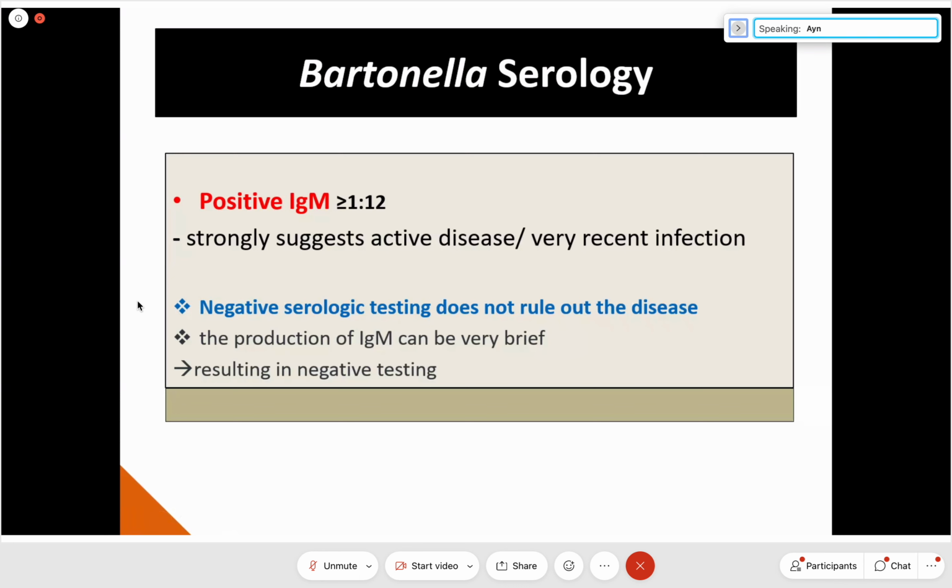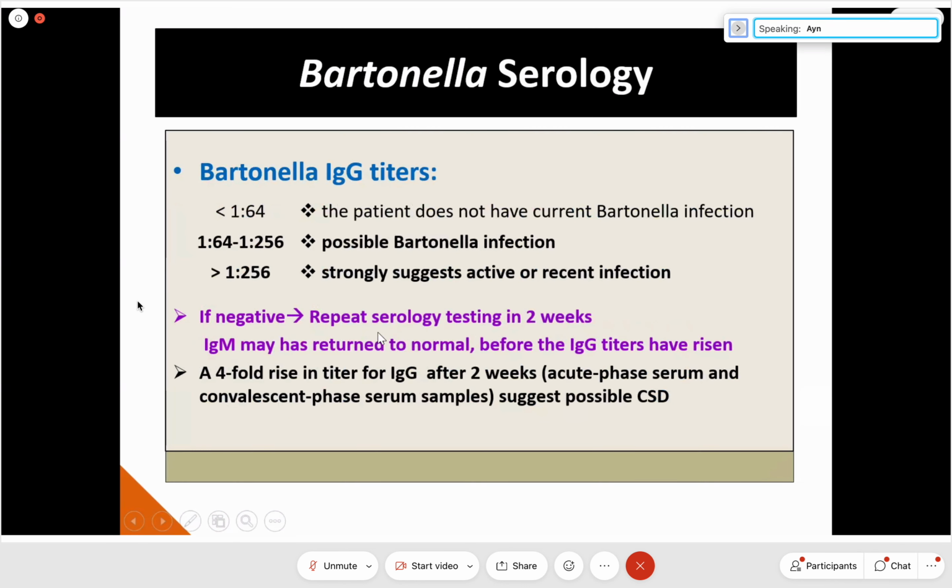Regarding Bartonella or cat scratch disease, serology is the ideal investigation. Normally if it is positive for IgM, with a value of 1 in 12 or more, this strongly suggests active disease. But sometimes you can get a negative IgM although you highly suspect that this patient has Bartonella, because the rise in IgM can be very brief. So what could be the option? You can send IgG titers. For IgG, if the level is 1 in 60 or more, it indicates Bartonella infection.